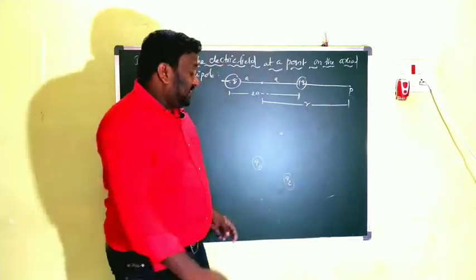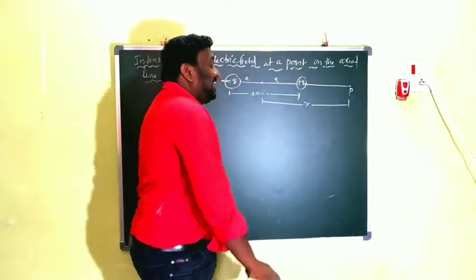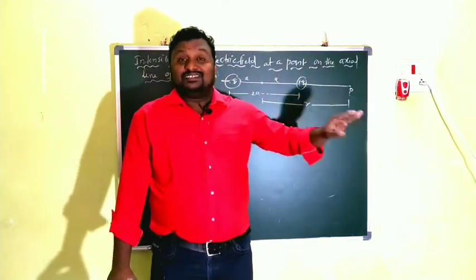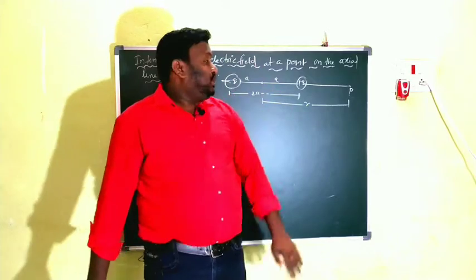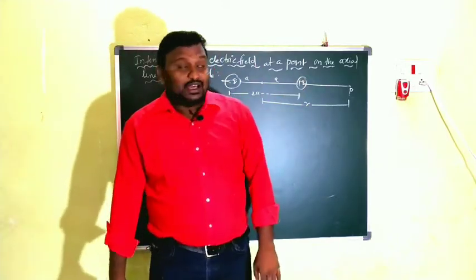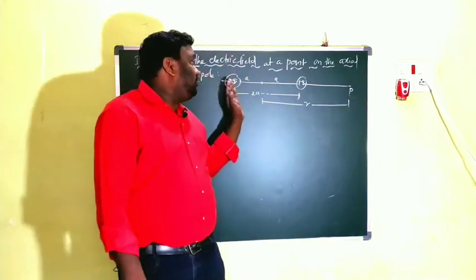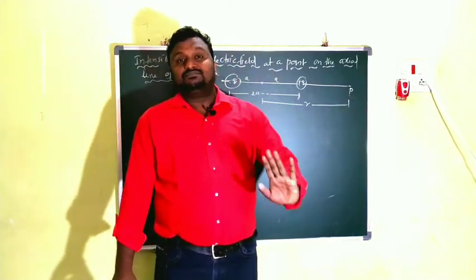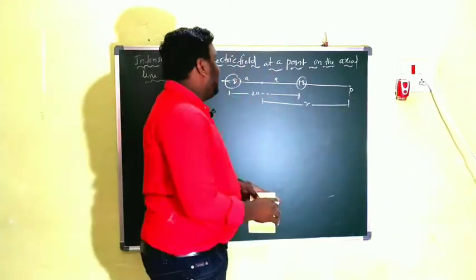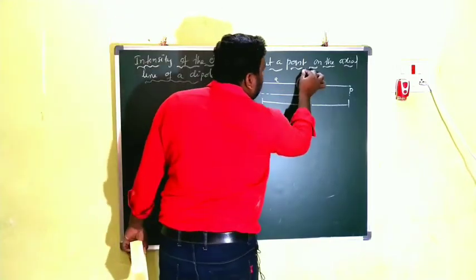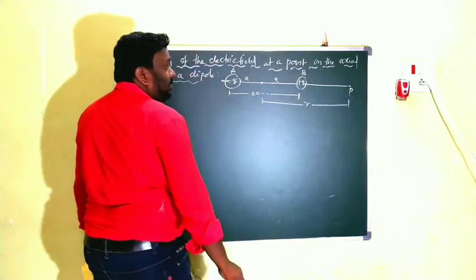Clear, children? So in this case, my aim is simply to say that at this point P there is some electric field intensity due to plus q, and again there is some electric field intensity because of minus q. Simply remember it like that. So here I am taking the location of minus q as A, and the location of plus q as B. Clear?